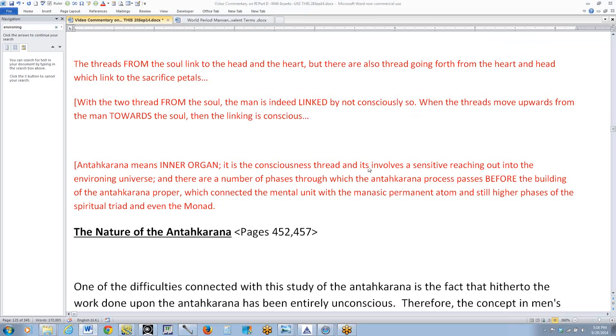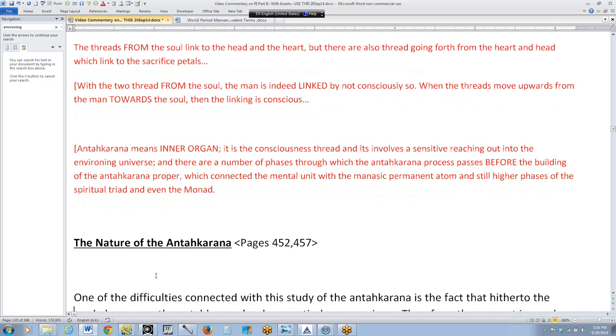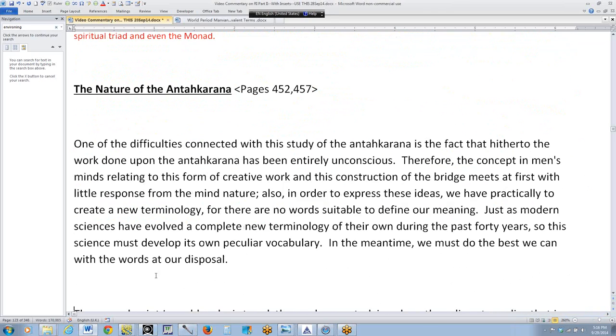All right. I keep on trying to make it clearer and clearer. I'm never quite satisfied with it, but I think maybe we have gone about as far as we can go in that. So, the nature of the Antahkarana. All right, so this is going to be a 5-page section. Let's see what is involved here. One of the difficulties connected with the study of the Antahkarana is the fact that hitherto the work done upon the Antahkarana has been entirely unconscious.